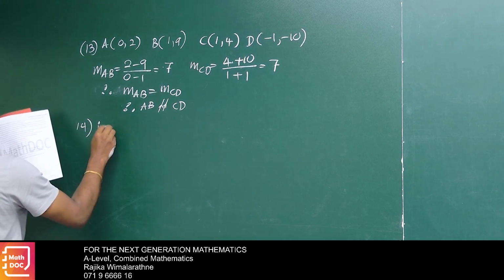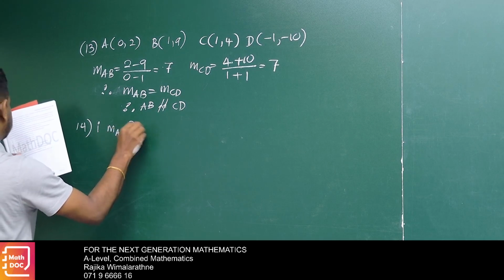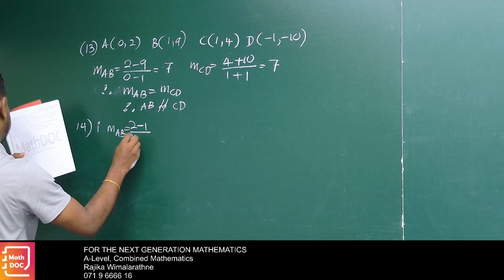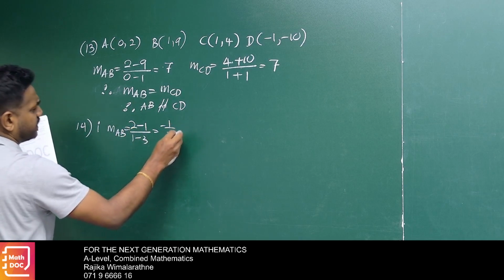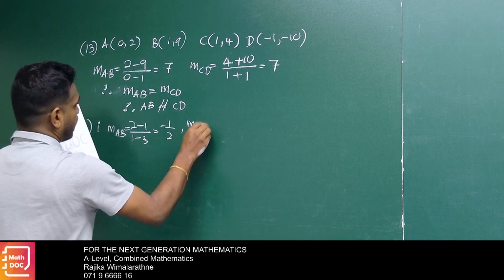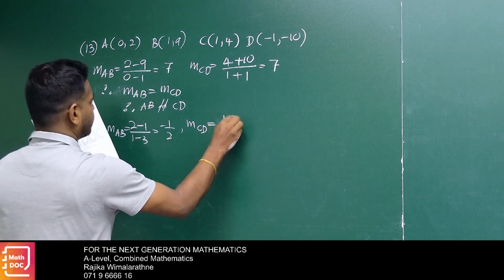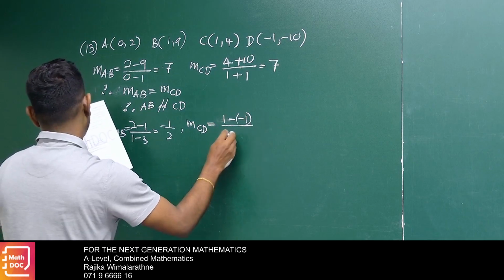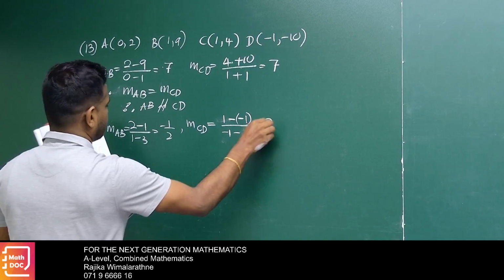Question 14, the first one. MAB is the y difference over the x difference: 2 minus 1 over 1 minus 3, which is 1 over minus 2, minus half. MCD: 1 minus minus 1 over minus 1 minus 0, which is 2. Here, part 2.